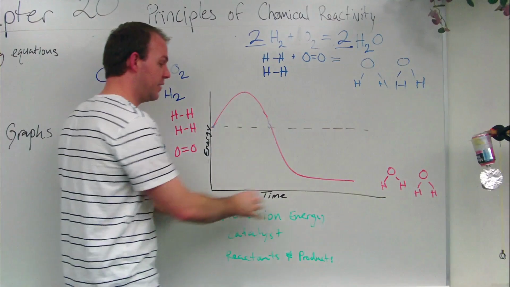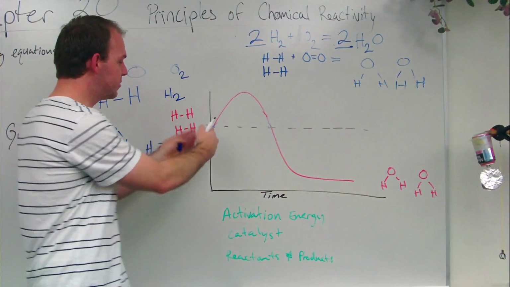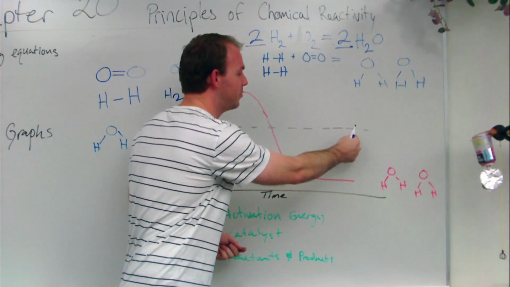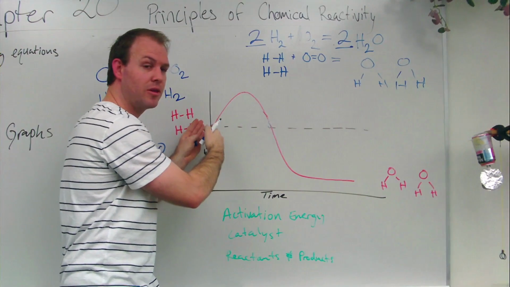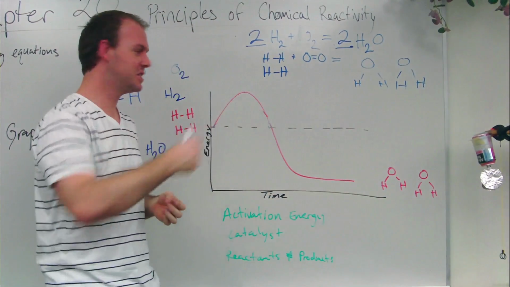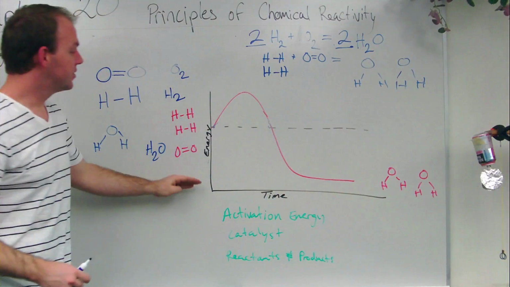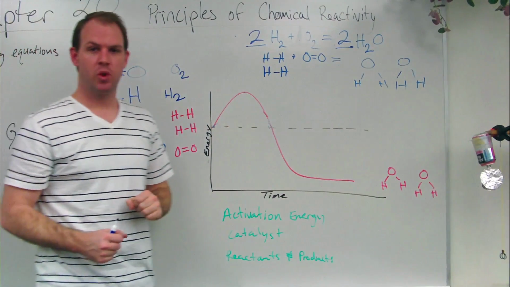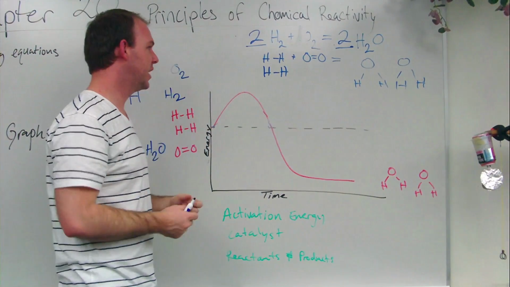On the x-axis, we have time. And this just means that from this point of the graph all the way to this point, this is the beginning of the reaction and goes to the end, just in time. And on the y-axis, we have energy, or the energy of the electrons in the bonds.